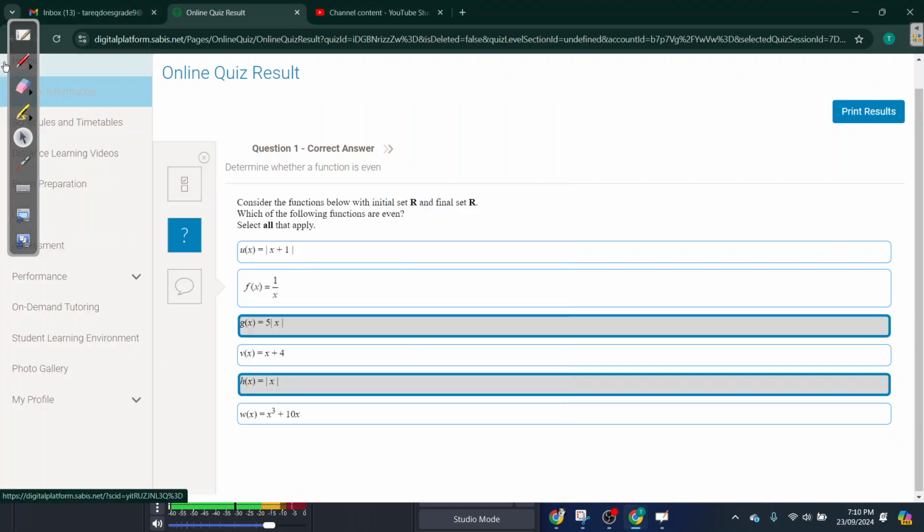Okay, so this is the 1.2 quiz for the algebra periodic tomorrow. I'm going to start with question 1. Consider the following functions, blah, blah, blah. You don't need to know this. What functions are even? Now, I have a trick for you guys with even functions.